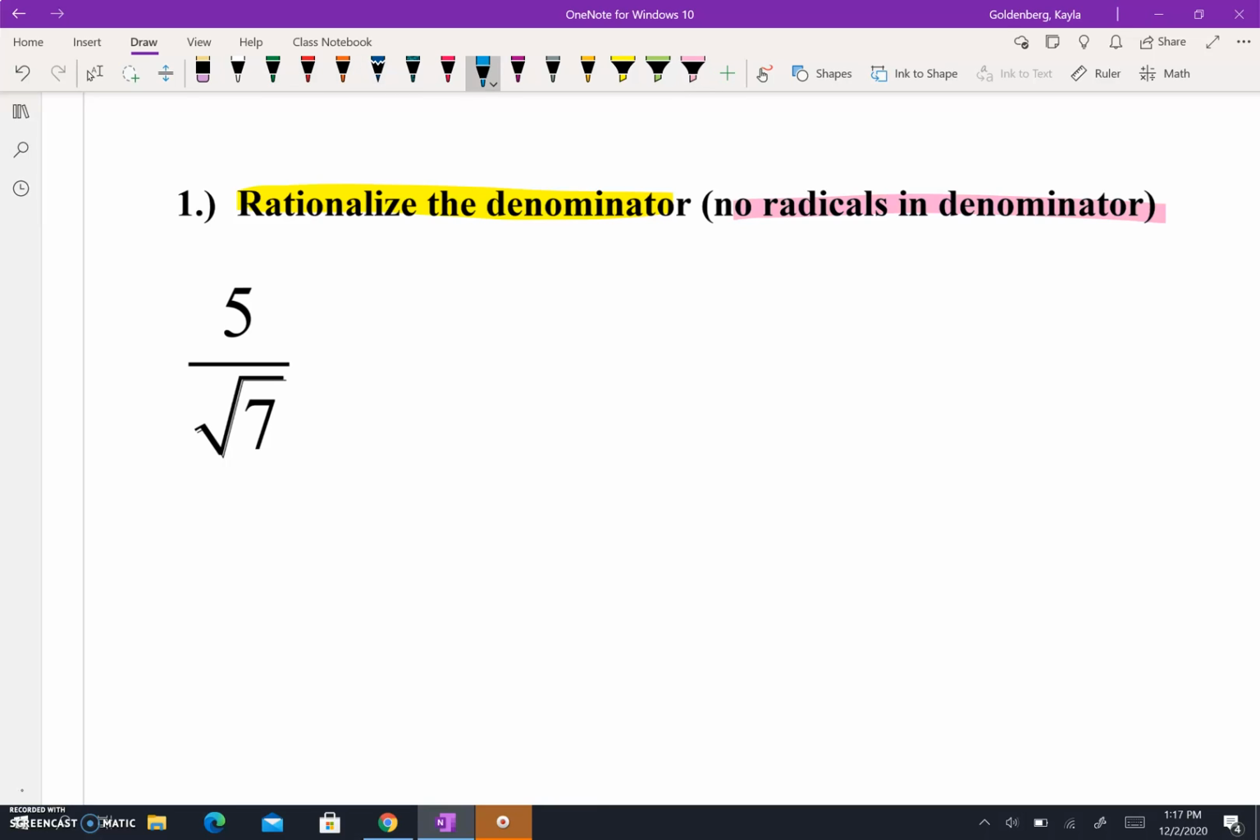The trick for this is I'm allowed to do anything to the top as long as I do it to the bottom. If I multiply something to my numerator, I have to do the same to my denominator. So the only way to adjust this fraction without changing its value is multiplying. So what times root 7 makes it not a square root anymore? Well, I know the square root of 7 times the square root of 7 is the square root of 49, which is just 7.